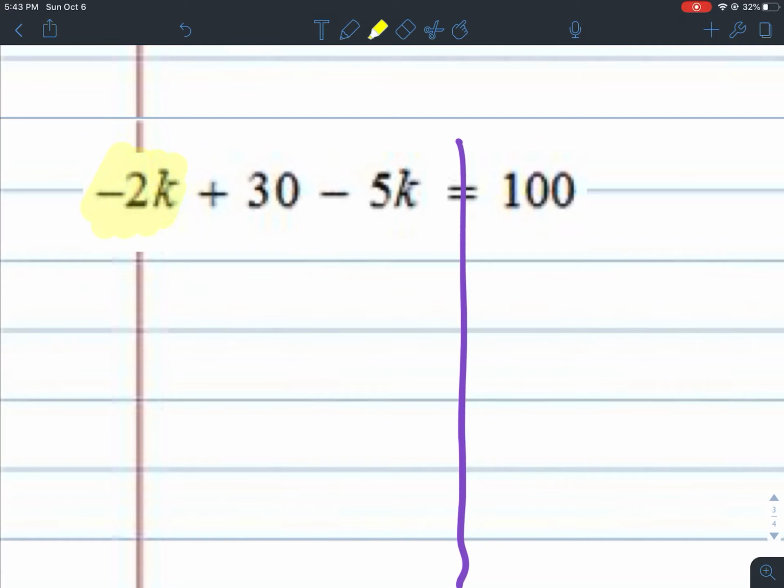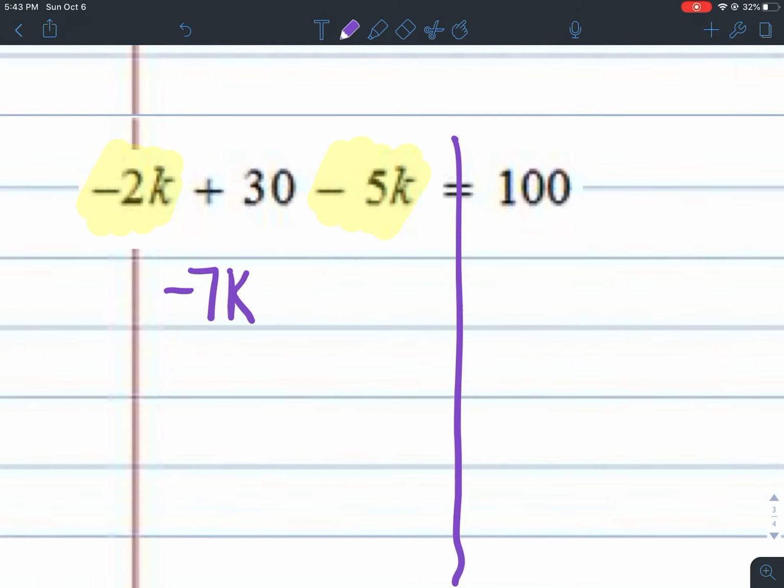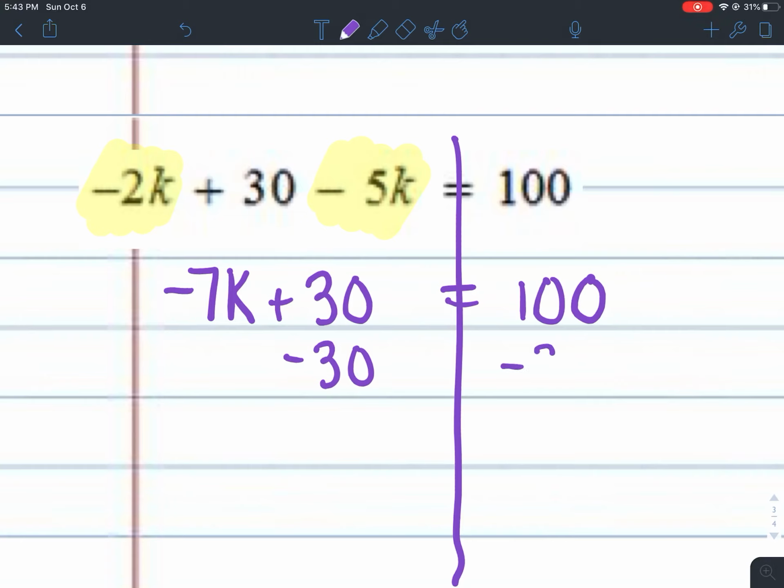We're going to put together negative 2k, and remember, always take the sign that's in front of the term, and negative 5k. And that will give us negative 7k. We'll bring everything else down. You can actually rewrite it if you want. 30 minus 7k is the same thing. And then from here, you're just going to solve as usual. So subtract 30.